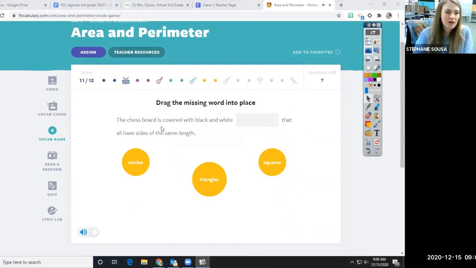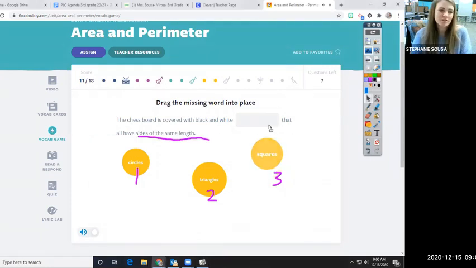All right, the chessboard is covered with black and white blank that have all sides of the same length. A chessboard is covered with black and white circles, black and white triangles, or black and white squares with sides of the same length. Good. Circles don't even have sides, people.